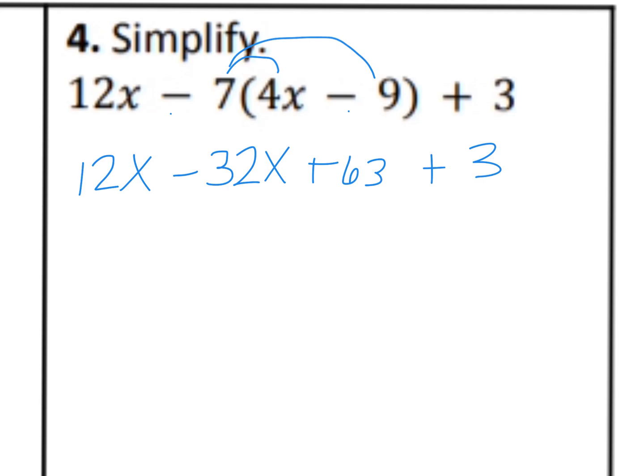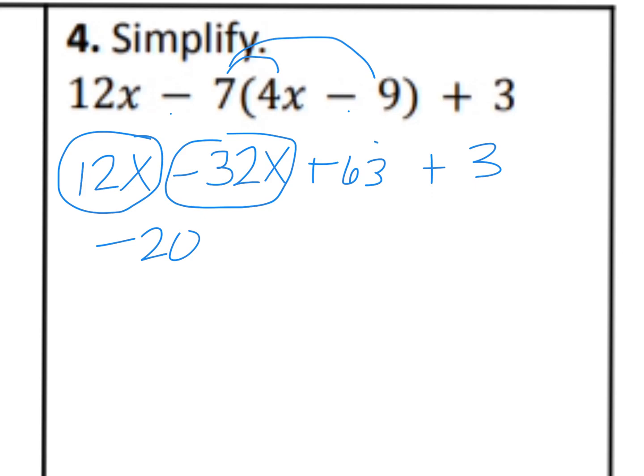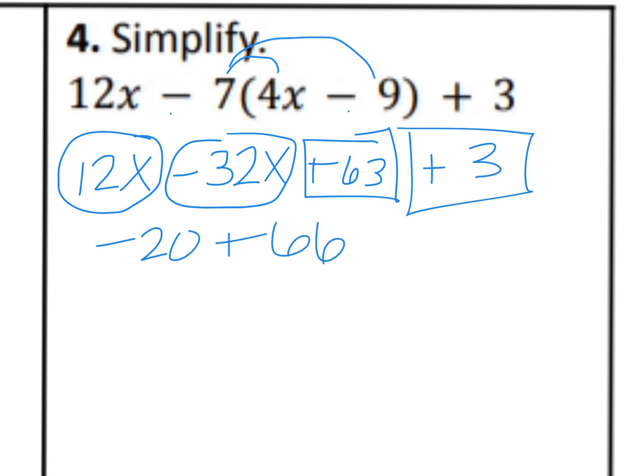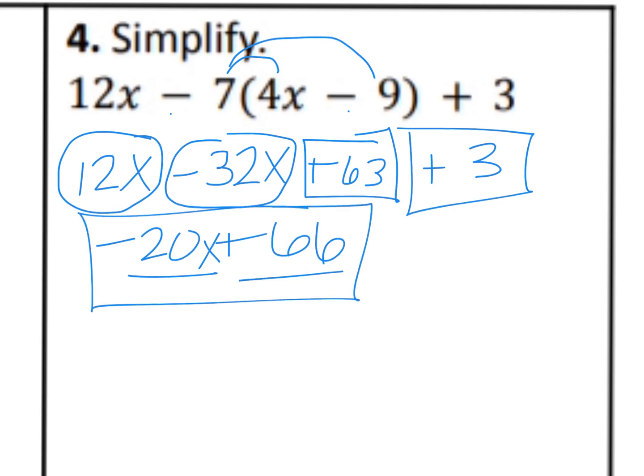plus 3. Alright, so now I need to look for like terms, and I see this 12x and this negative 32x can combine to give me negative 20x, and then I've got this 63 and this 3 that are going to combine to give me a positive 66. Oh, I forgot my x here. So now that I'm looking at negative 20x and positive 66, those are not like terms, so I can say that that can be my final solution. It would also be correct if you wrote it like this.